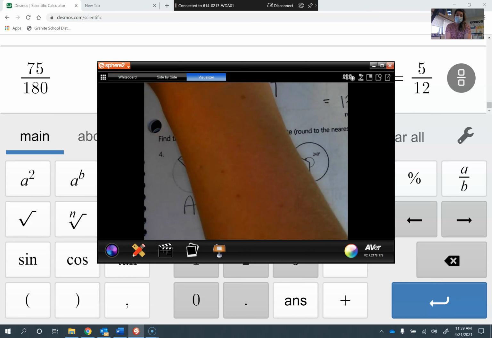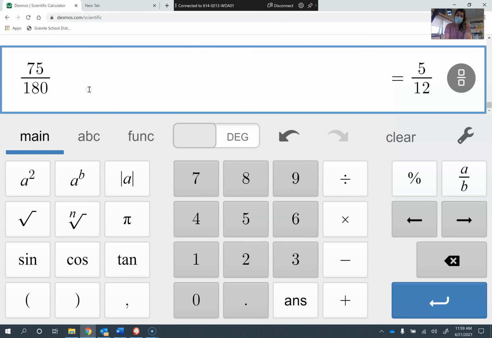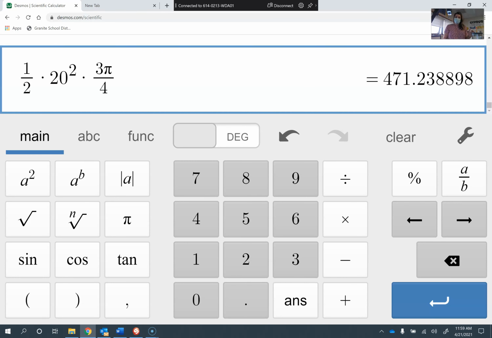So I'll go over to Desmos. I'm going to type in 1/2, arrow over, times, and I'm actually going to hit the times button. 20 squared times 3 pi over 4. That's ginormous. 471.2. It's in the formula.